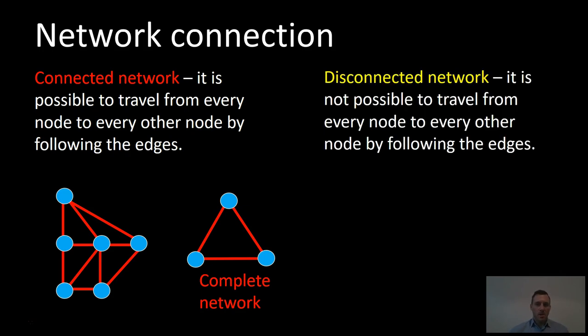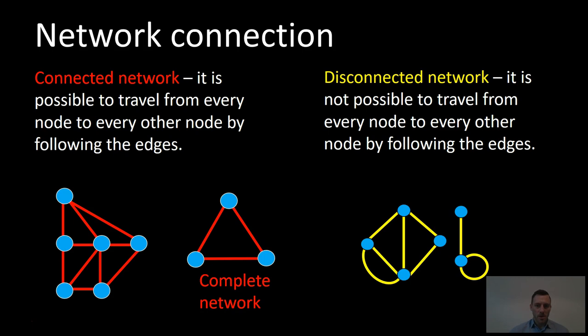In a disconnected network, it isn't possible to travel from every node to every other node by following the edges. Here we have an example. The entire thing is a network, but it's not connected. Therefore, we call it a disconnected network.